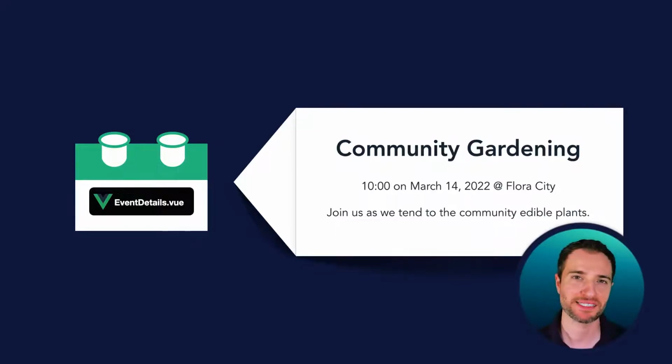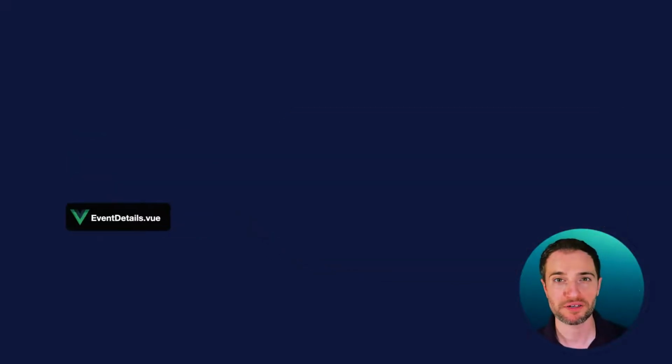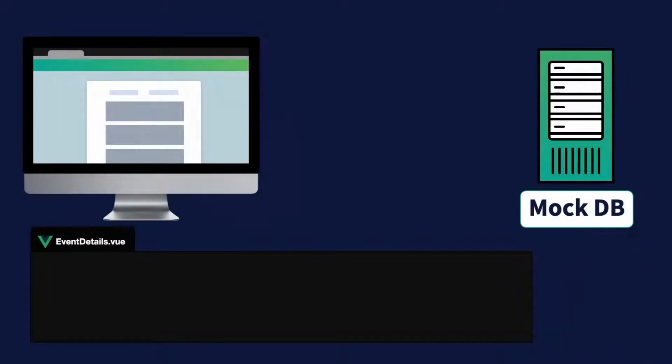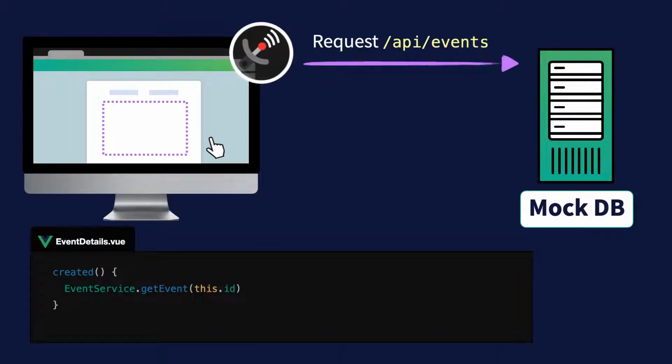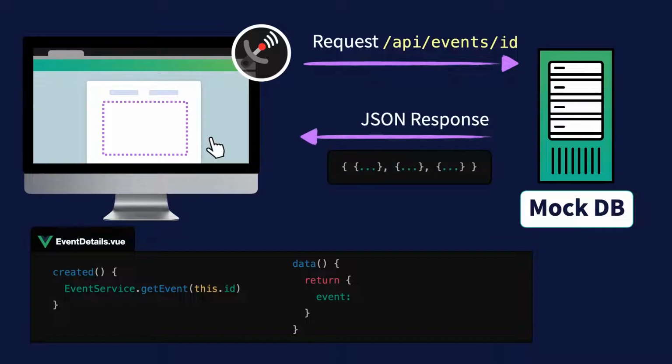We're going to tackle this lesson in two parts. In part one, we're going to get this functionality to work. When a user clicks on one of the event cards, they'll be routed to the new event details component. When that component is created, it'll make an API call, fetching the data for just the event that we clicked on. We'll do that by fetching it by its ID. And once we receive the JSON response for that event, we'll set it as our local component's event data, which it can then display.